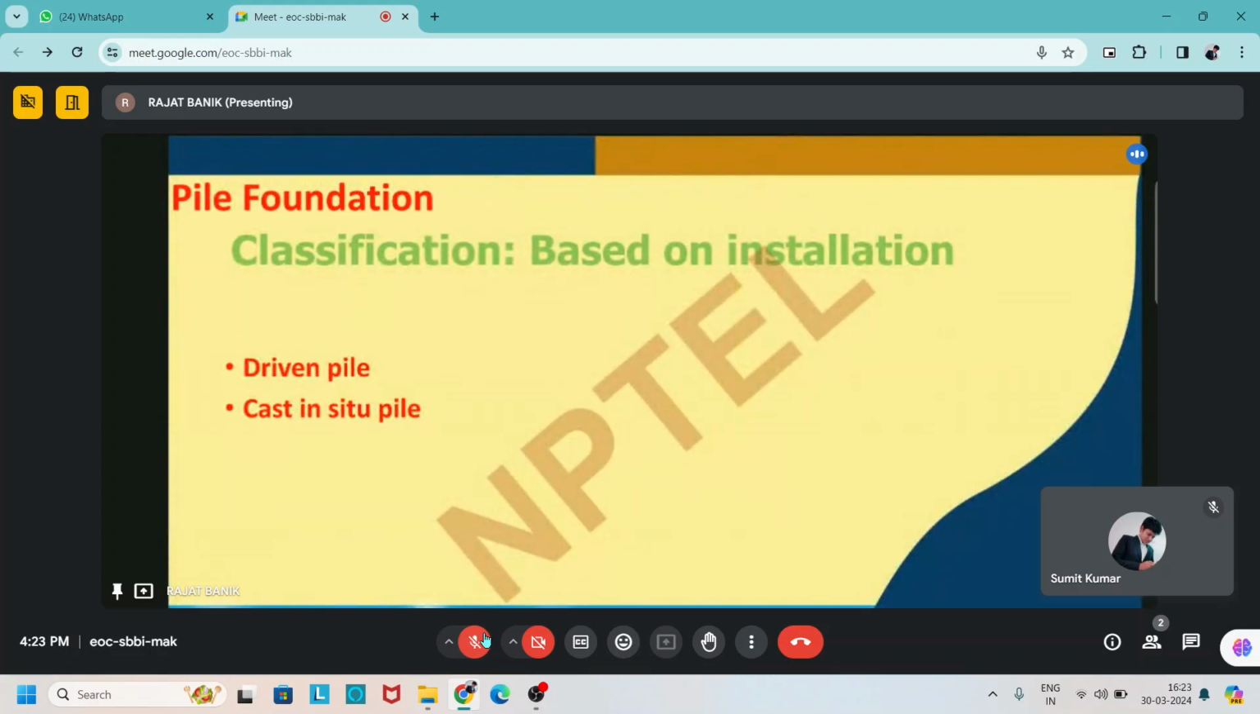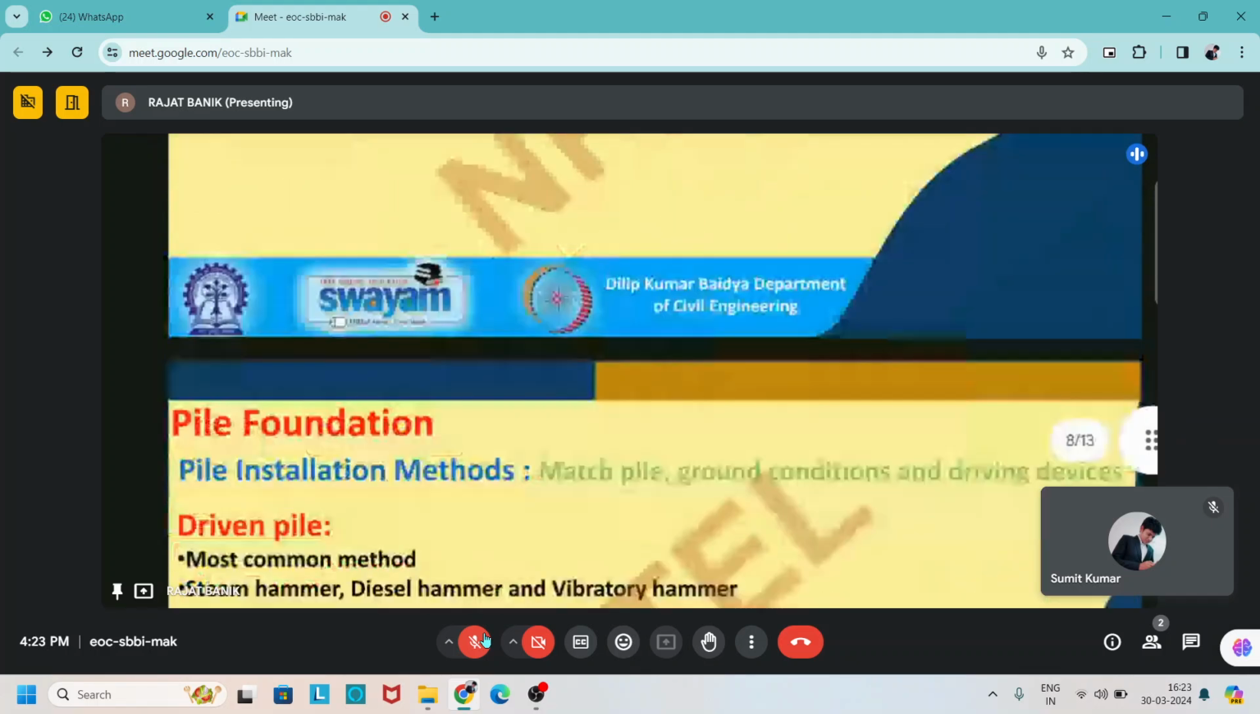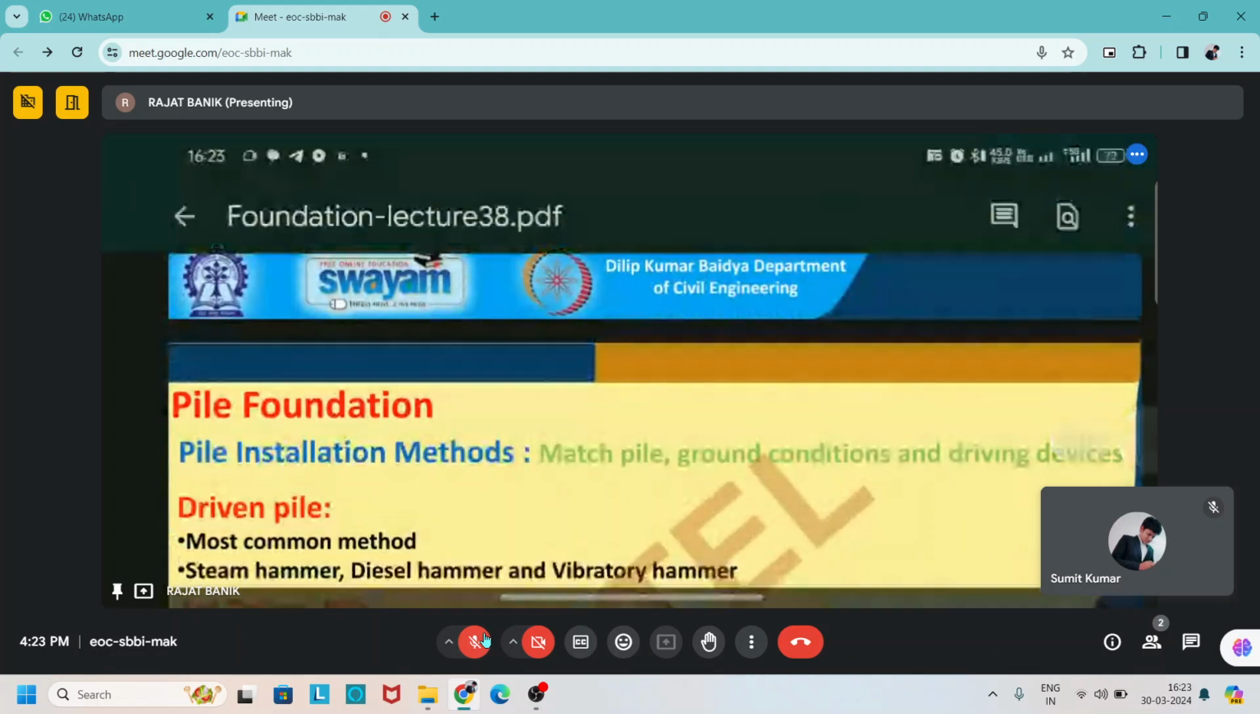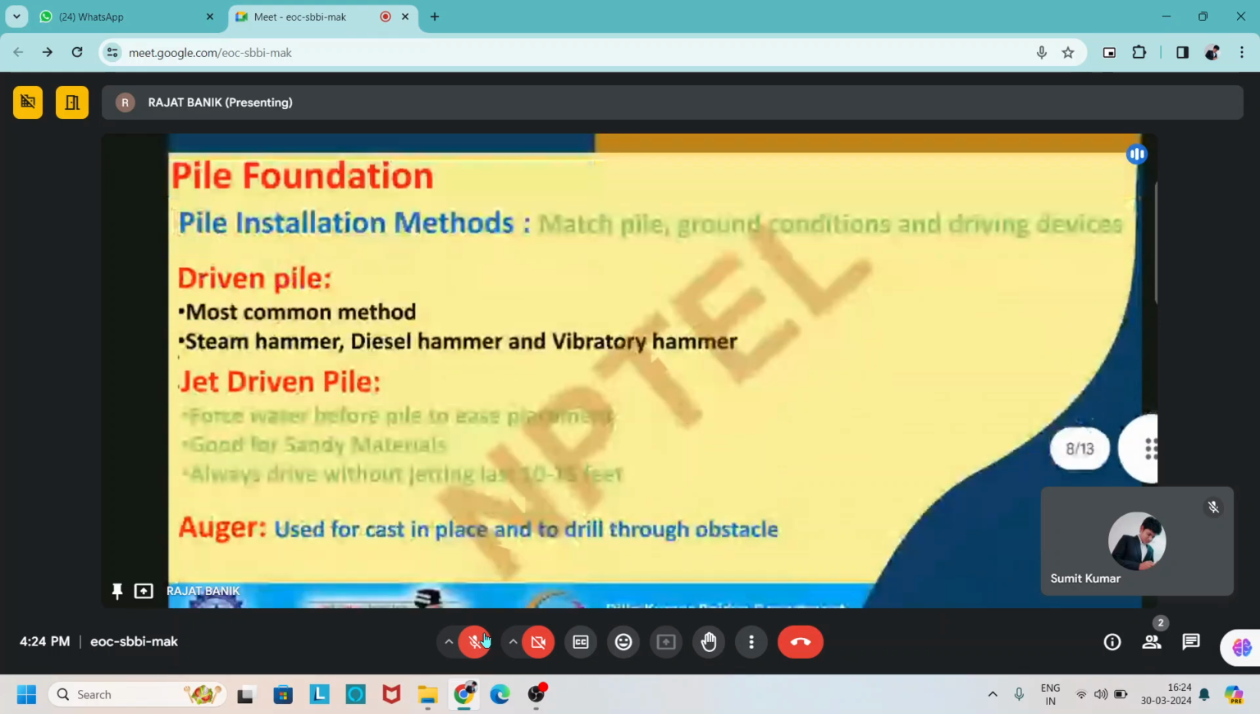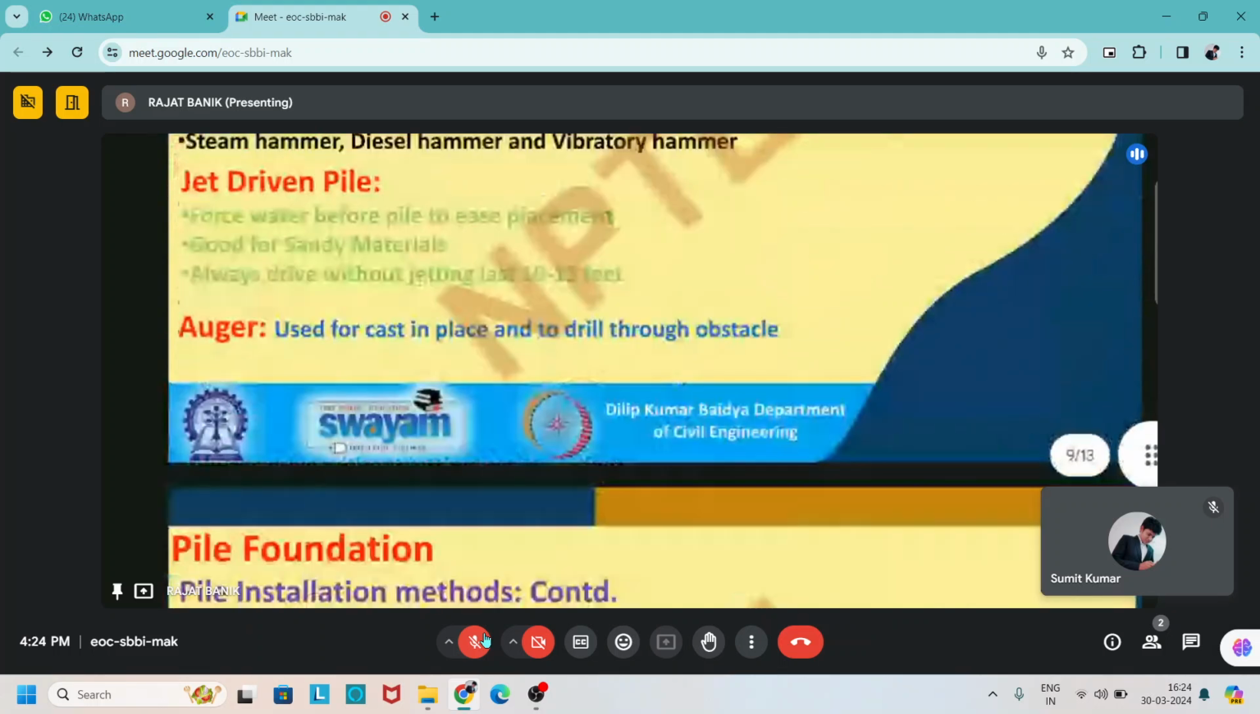Then we study the classification of piles based on installation. There are two types: driven piles and cast in situ piles. Pile installation methods are matched to ground conditions and driving device. The driven pile is the most common method, and it uses steam hammer, diesel hammer, and vibratory hammer to drive the pile. Like jet driven pile, where forced water is used before the pile to ease the placement.